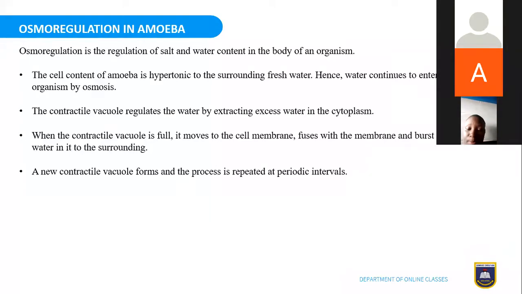So because of that, the contractile vacuole will have to come into play, okay? By extracting excess water in the cytoplasm to be released outside the system. Are you okay? So when this contractile vacuole keeps on extracting the excess water which is being taken into the system, when it becomes full, it then gradually moves to the cell membrane, and the cell membrane breaks at a certain part to release the water out of the amoeba. That is how amoeba is able to regulate its processes.